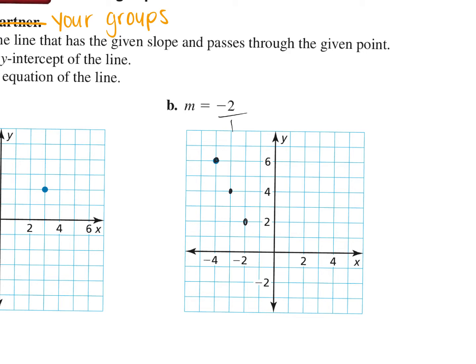And that 1 needs to be positive or negative? Positive, okay? Now, we could also move up 2, but if we move up 2, where do we have to go after that? To the left 1. Do you guys see that? All still part of the same line.